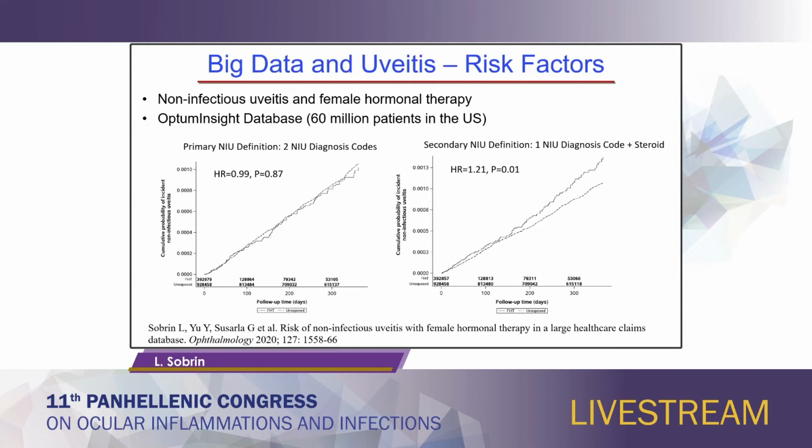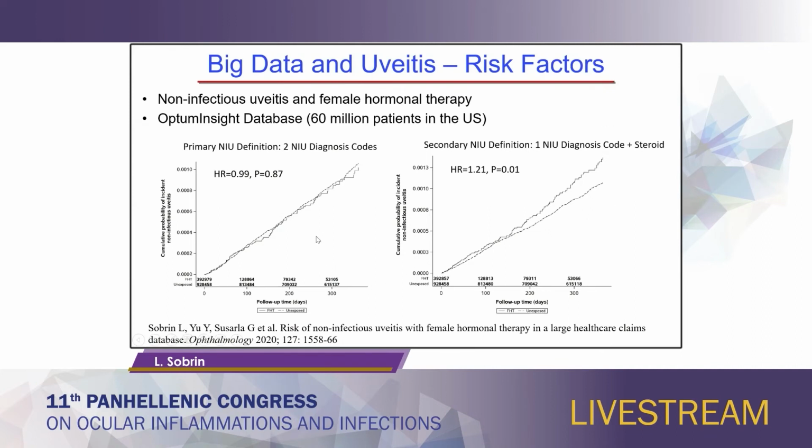We had 2 different definitions for non-infectious uveitis. One required that the patient had to have 2 diagnosis codes within 120 days. And the other one required only 1 diagnosis code, but they also had to have some kind of steroid, either topical steroid, a steroid injection, or oral steroids prescribed.